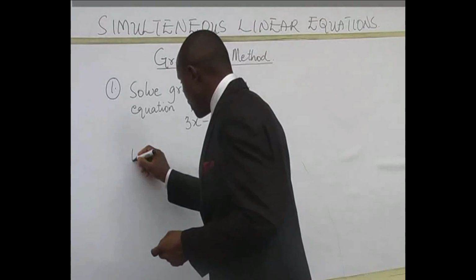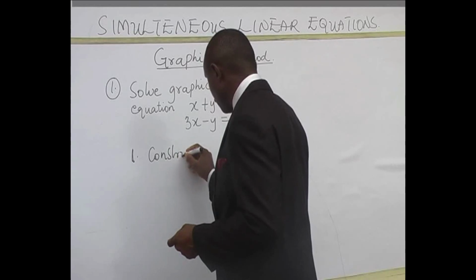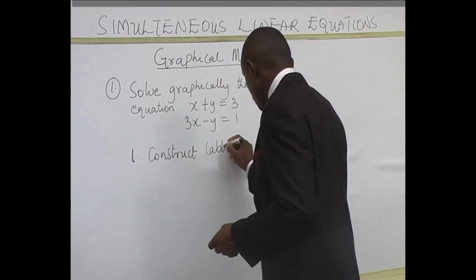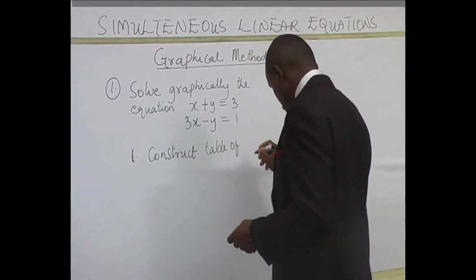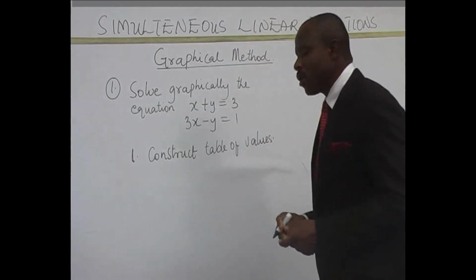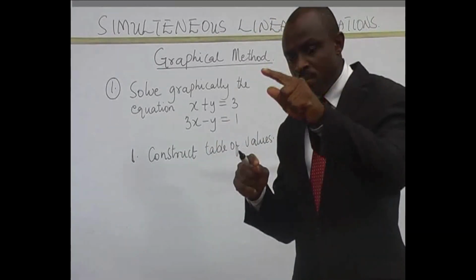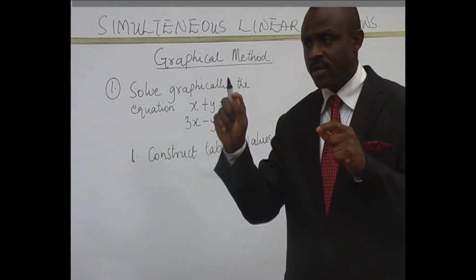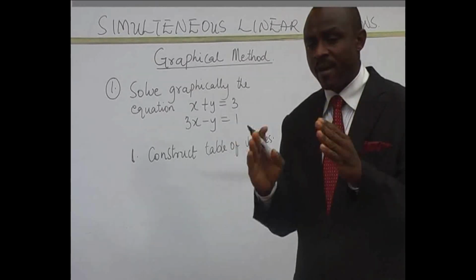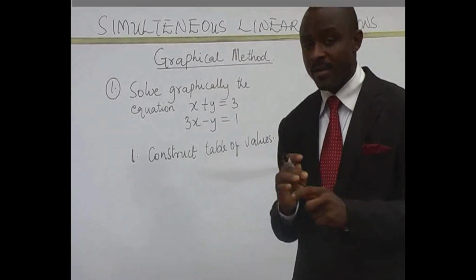Number one thing you do is construct a table of values. You must construct a table of values because it is from the table of values that you'll be picking the points you are going to plot on the graph. Without the table of values, you will not have a base where you will be taking figures you are going to plot on your graphs.